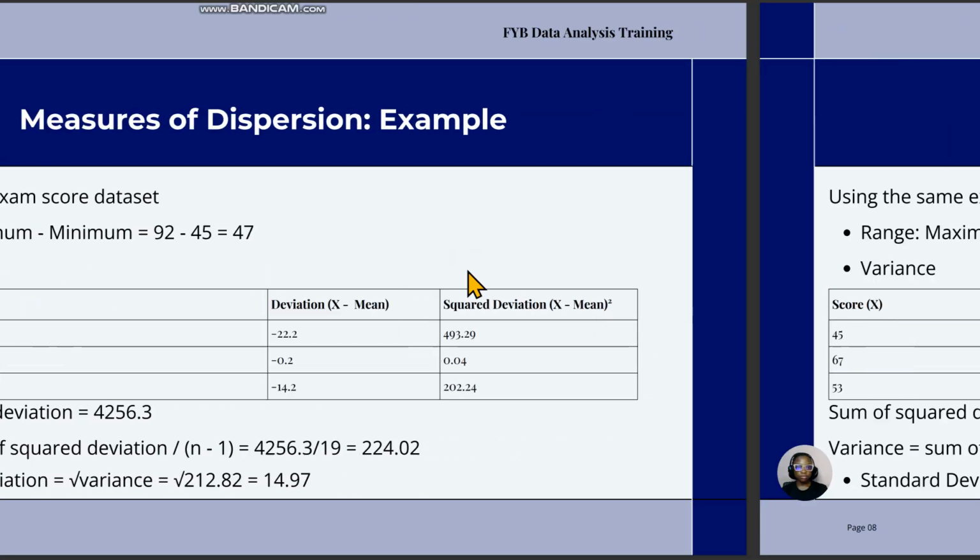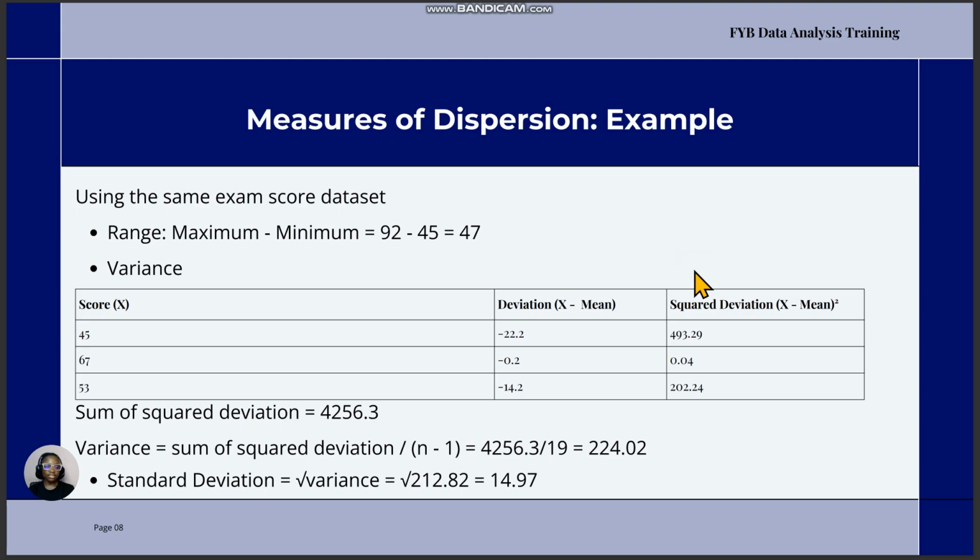Now, an example for measures of dispersion. We are still using the same data set of the exam scores. For the range, which is the maximum value minus the minimum value, the maximum score is 92 and the minimum score is 45. So the range for that data set is 47.